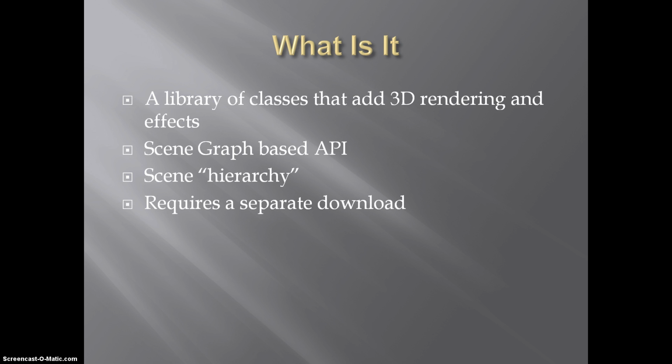So for this tutorial, I will be using the Java3D API. Now there is some speculation as to whether or not this API is good for game development, as it uses a scene graph system. Now what this means is everything exists as part of a hierarchy. Now if you're familiar with tree data structures, essentially that's what's going on here, but I'll get into that more as we go along. It's also important to note that Java3D requires a separate download from the JDK.